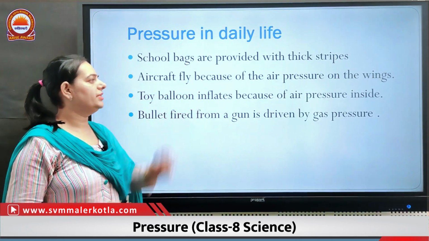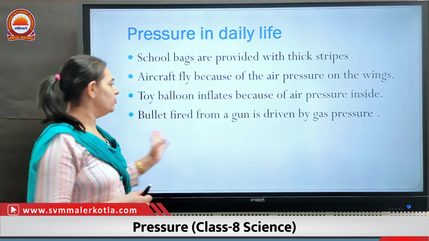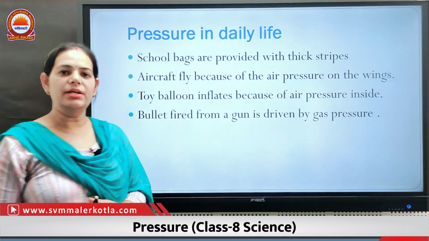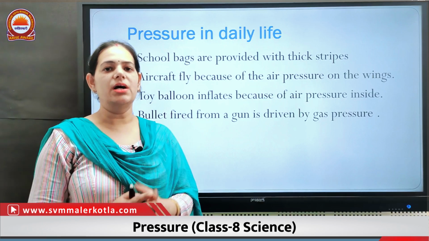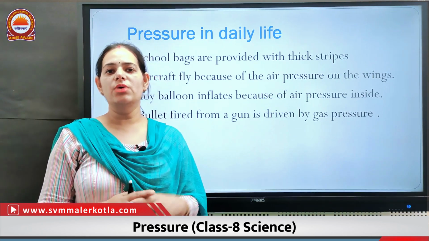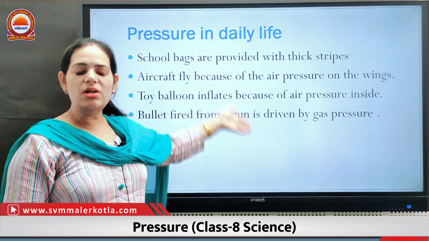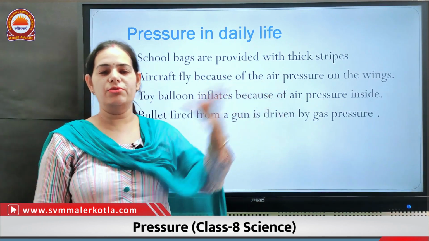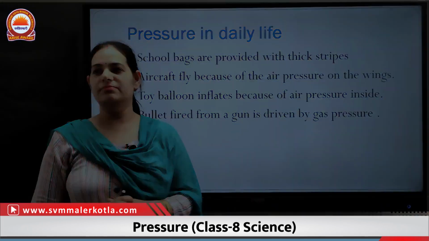Aircraft fly because of the air pressure on the wings. A toy balloon is inflated because of the air pressure. A bullet is fired from the gun, and it is all because of the air pressure. And now we are going to explain all these with one activity.